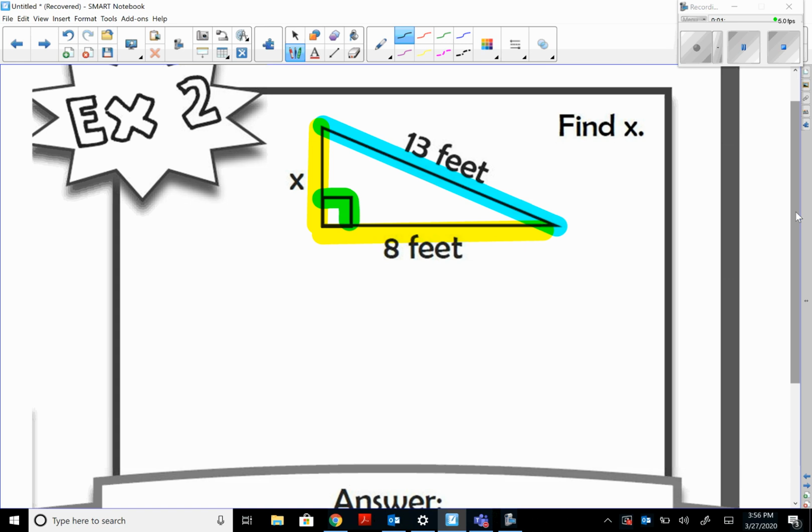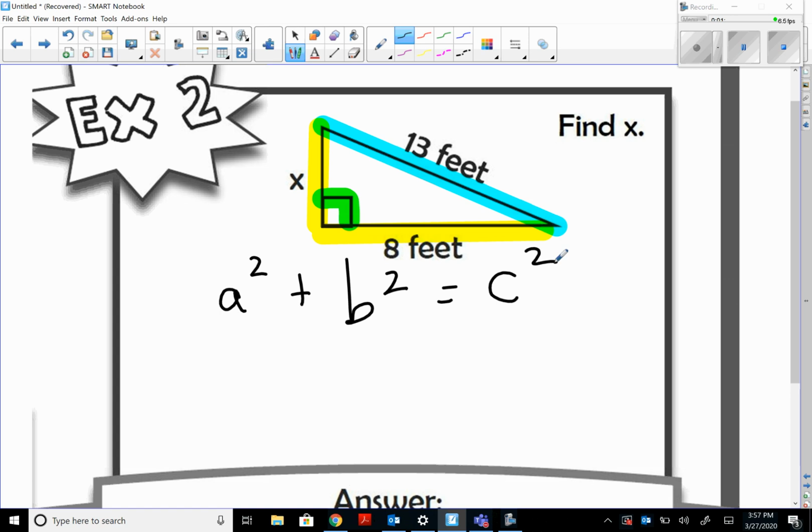In the previous example, we had to figure out the length of the hypotenuse, and this time we're actually going to figure out the length of the leg. So it's a little bit different. Once you've established which of your sides are legs, you pick one to represent A and you pick one to represent B, and you plug them into that formula: A squared plus B squared equals C squared.